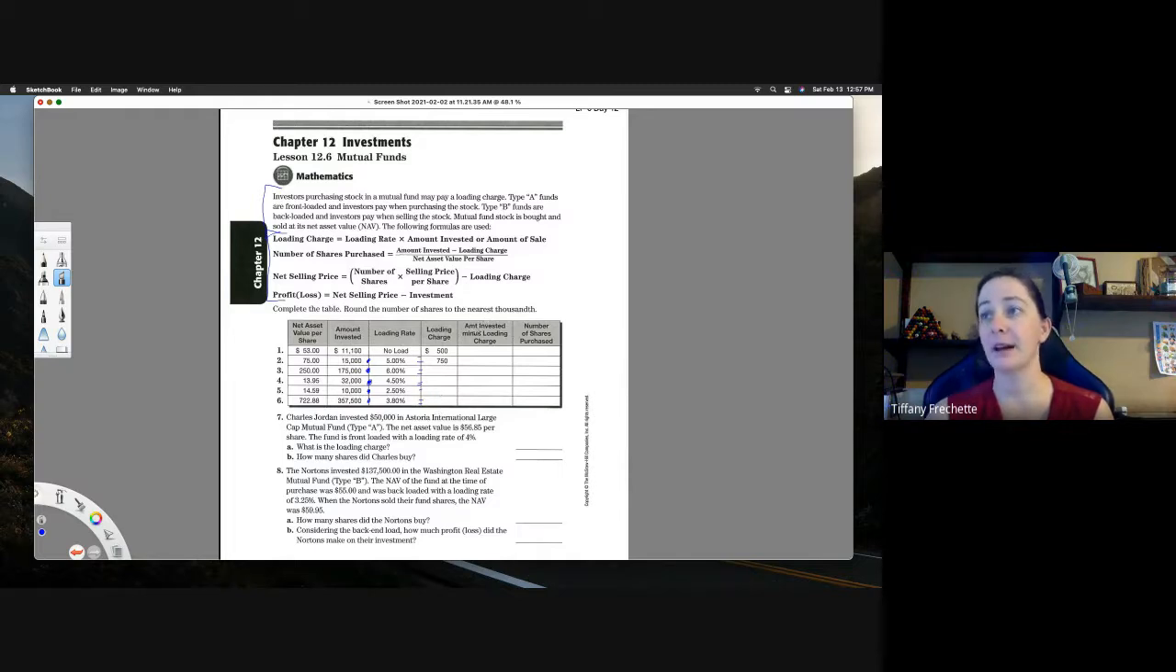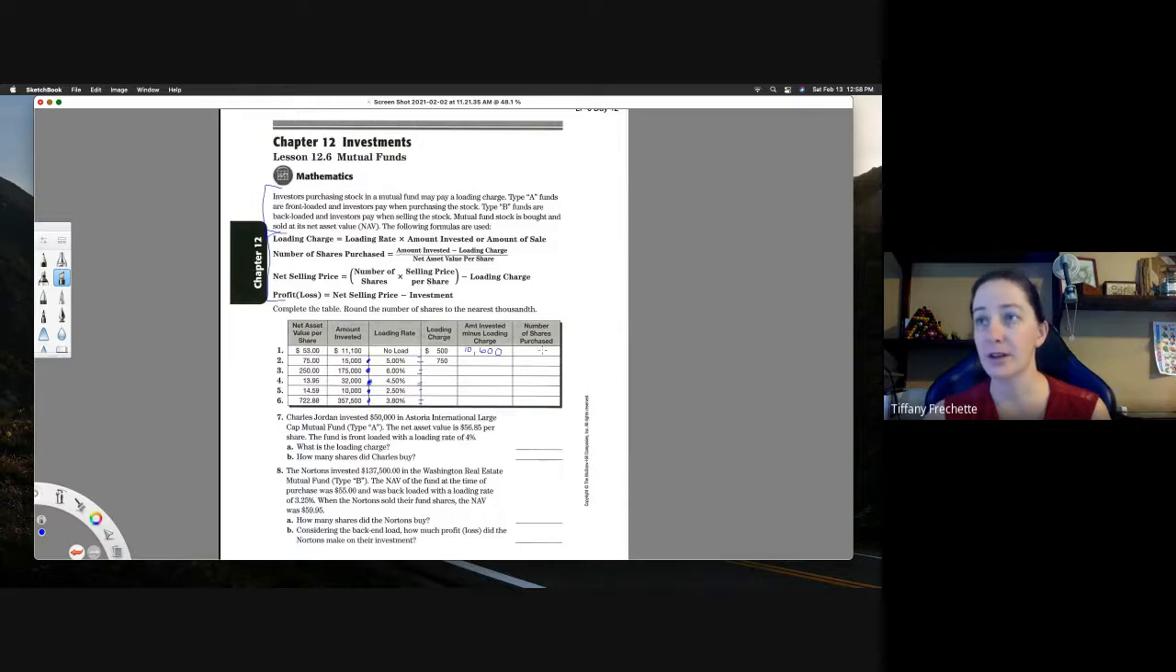Amount invested minus loading charge. So you simply subtract the loading charge from what you invested. If I invested $11,100, I'm going to subtract this loading fee from it, and I get 10,600. So again, not a crazy calculation there. You just have to pay attention to what it's asking you to do. It's literally telling you amount invested minus the loading charge.